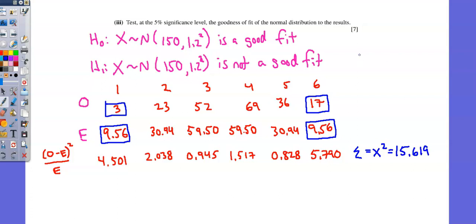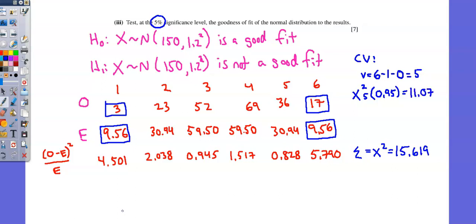For my critical value, I want to determine degrees of freedom. Here I have consolidated to 6 categories, minus 1 as a standard adjustment, minus the number of estimated parameters. We don't have any estimated parameters here. We were given the standard deviation and we were given the mean, so minus 0, which gives 5. So we want a critical value of chi-squared with 5 degrees of freedom. The requirement is a 5% significance level, so we will use 0.95.